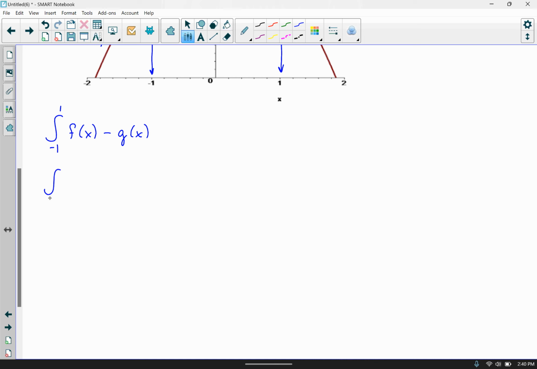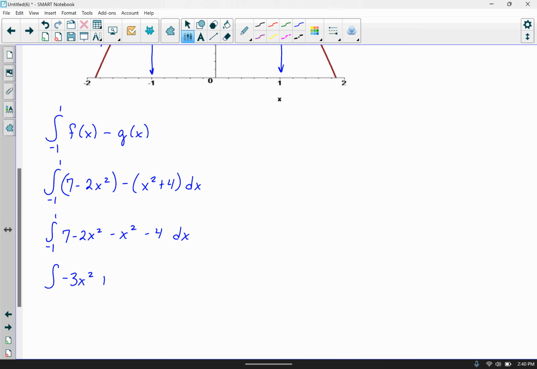All right, so I've got the integral from -1 to 1 of your f of x function, that's your 7 minus 2x squared, minus your g of x function, your x squared plus 4, dx. Now I'm going to take that minus sign and distribute it. So I've got 7 minus 2x squared minus x squared minus 4 dx. Combine like terms: -3x squared plus 3 dx, still from -1 to 1.